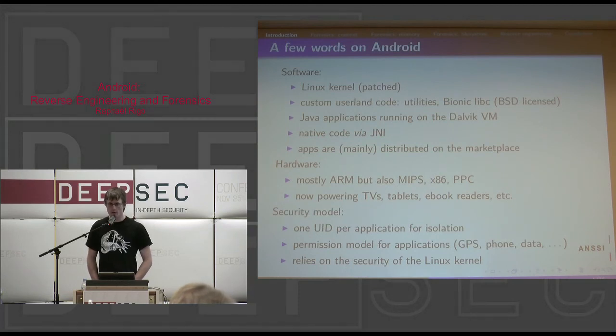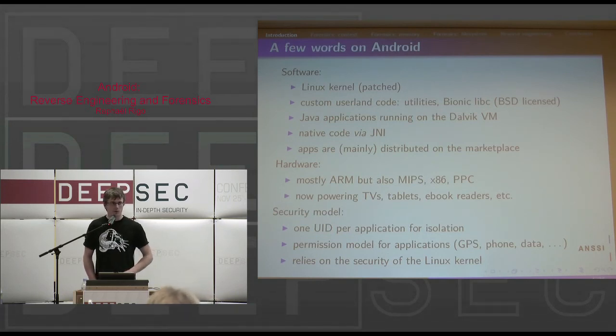Concerning hardware, it's mostly ARM CPUs, but we can find Android running on MIPS, x86 and PPC CPUs, though the vast majority is ARM. And outside of phones, it's also used to power TVs, tablet PCs and ebook readers. So you see Android going everywhere. Google is really good at pushing its operating system everywhere.